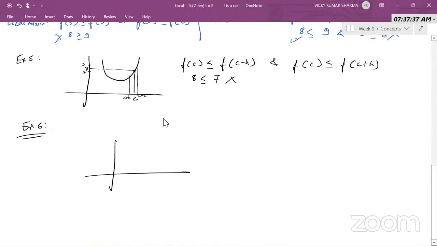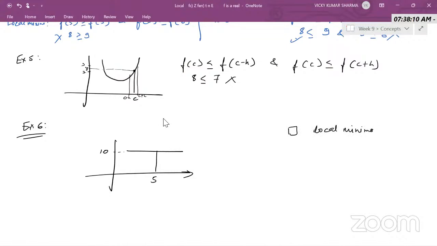When I have a curve like this, let's say this is my curve. This is happening at 5. This is F of 5, and let's say this is 10. So at 5, I'm getting some output 10. Is this my local minima or local maxima?